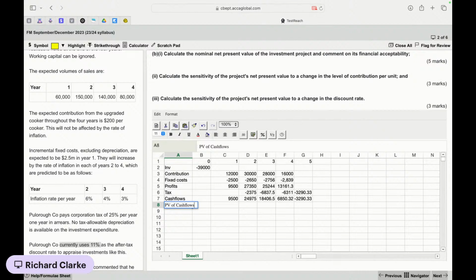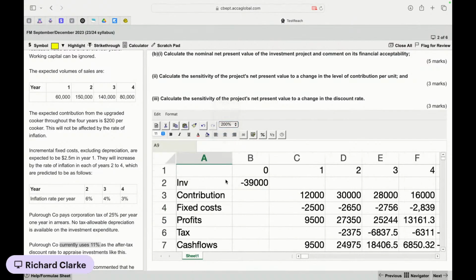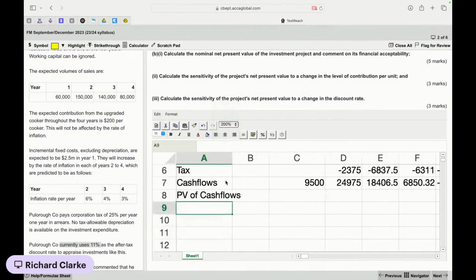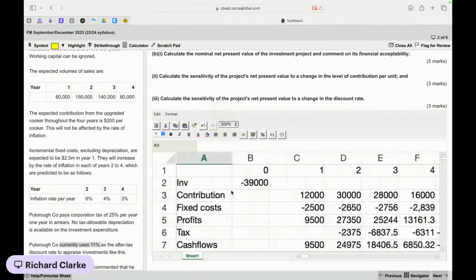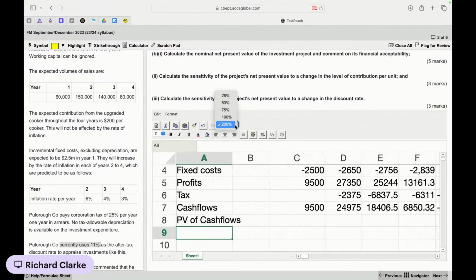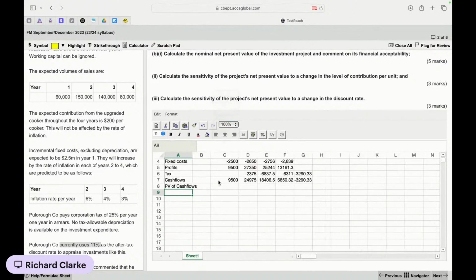So I want to discount it down at 11%. Let's see if I can make this bigger for you. Yeah, it looks like I can. No, I can't, not really. Okay, so let's go back to 100%. Apologies for that, just the ACCA website.